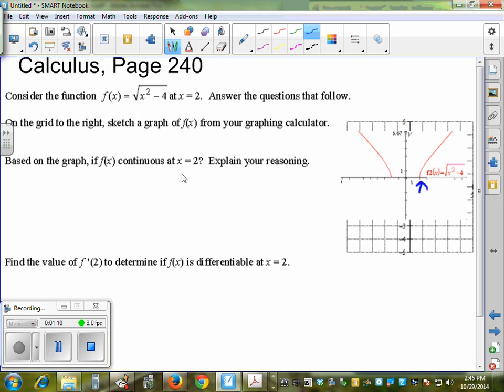Okay, based on the graph, is that function continuous at 2? And of course the answer is no. Let's talk about explaining our reasoning why. So they want us to talk about the continuity. The first step in continuity is, first of all, to find out if f of 2 is defined.